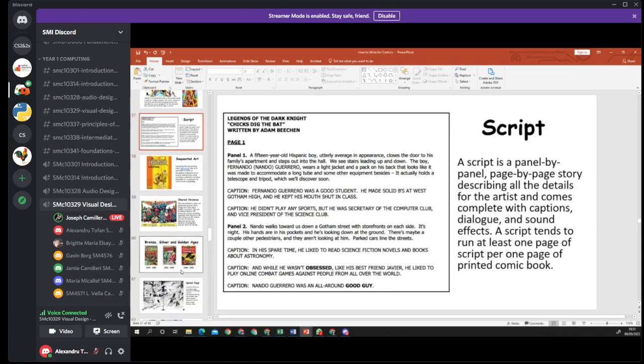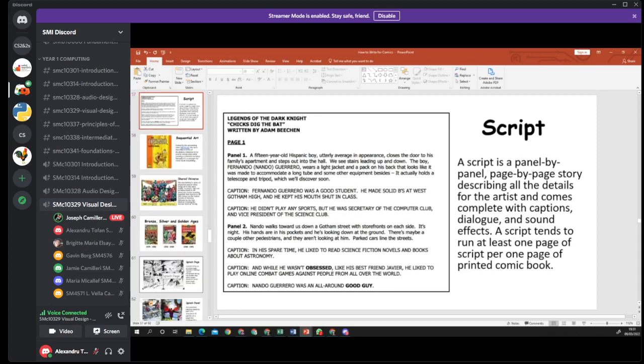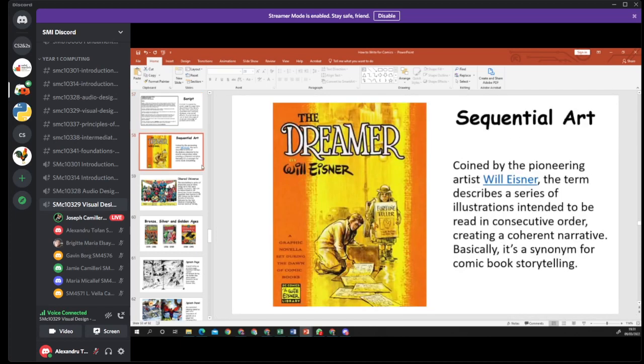The script is very much similar to the script of a play or the script of a movie, one might say. The difference is that what is usually seen as the action in the film will be a panel in the comic, and then there would be the caption, which would be actually what is being said. So the dialogue itself, and then the actual words.